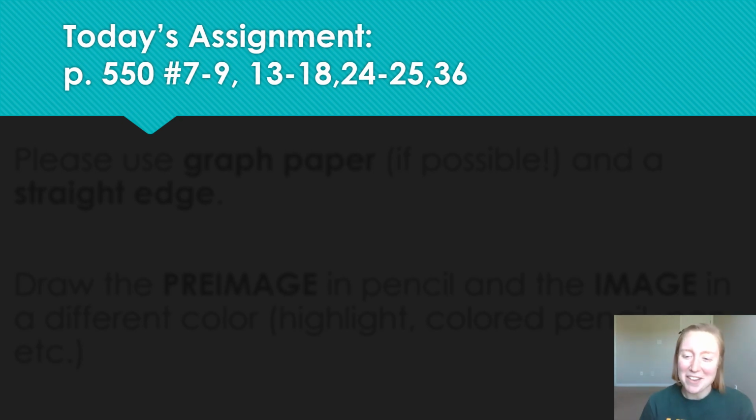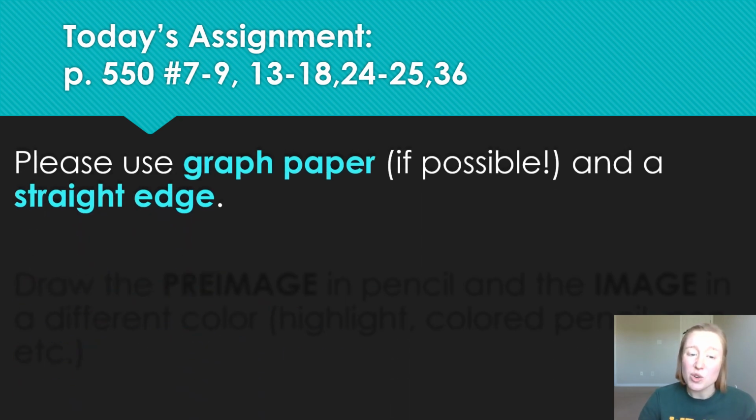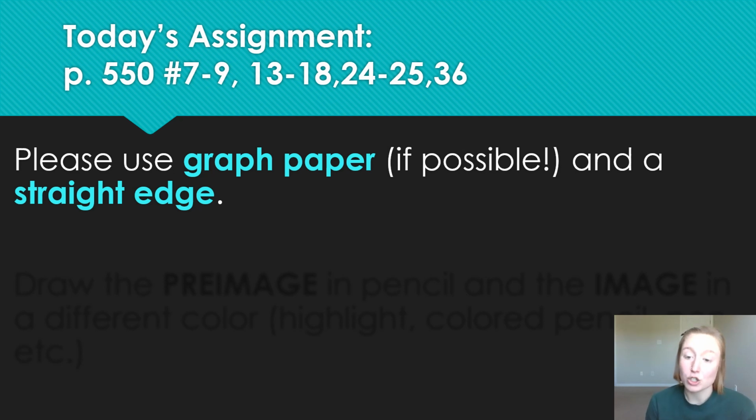So anyway, today's assignment is page 550. Take a look at the numbers that are there. You are going to need graph paper and a straight edge to do these.